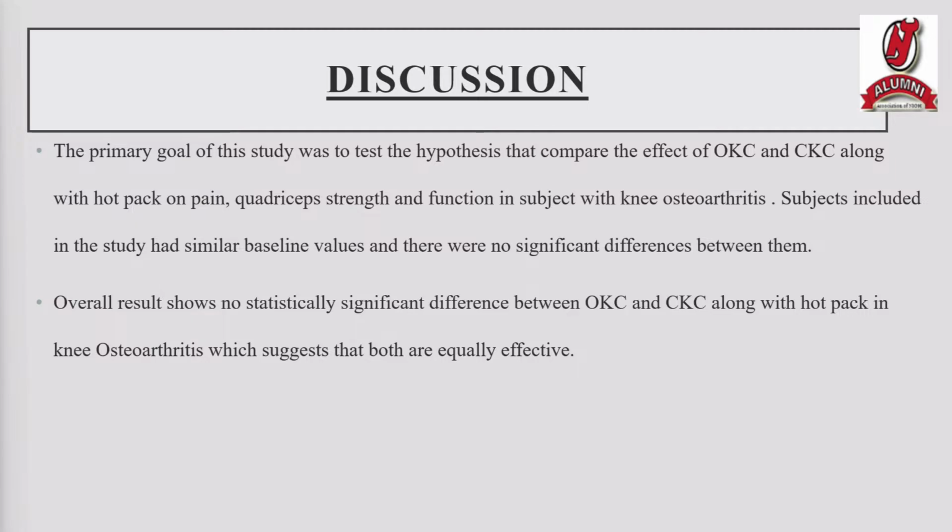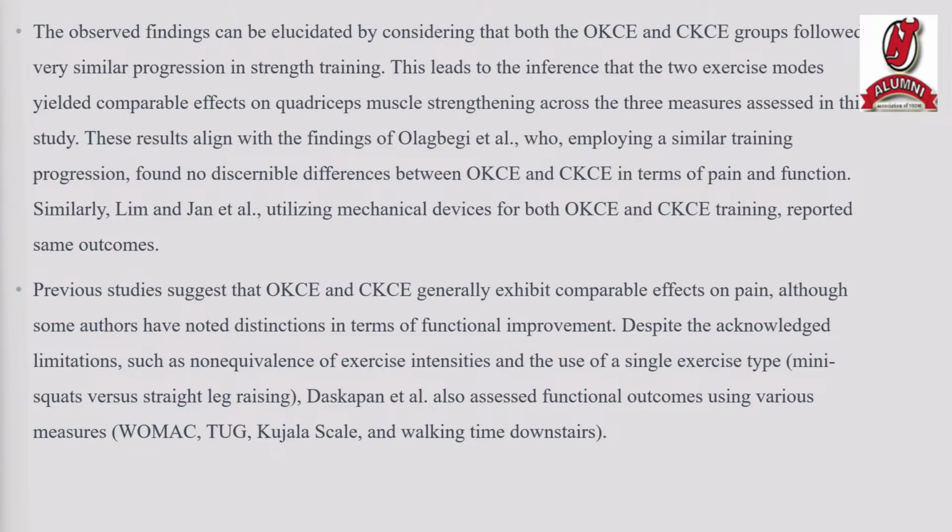Next. Discussion part. The primary goal of the study was to test the hypothesis that compares the effect of OKC and CKC along with hot pack on pain, quadriceps strength and function in subjects with knee OA. Next. The observed finding can be explained by considering that both OKC and CKC groups followed a very similar progression in strength training. This leads to the inference that the two exercise modes yielded comparable effects on quadriceps muscle strength across the 3 measures. There are a few studies conducted.